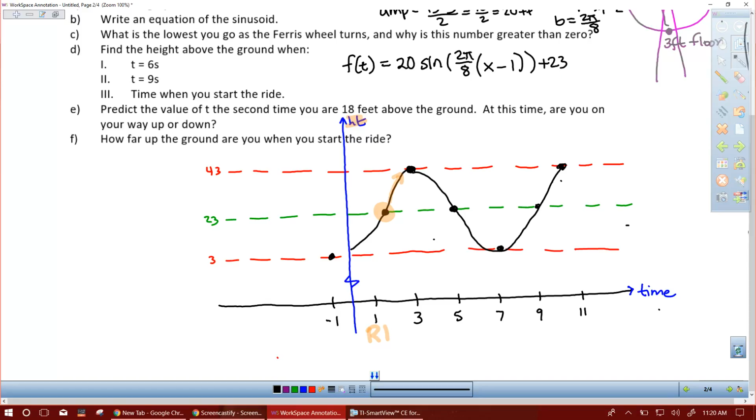For the next video, we're going to look at how we take all of this information and put it in our calculator to answer D, E, and F. So keep watching.